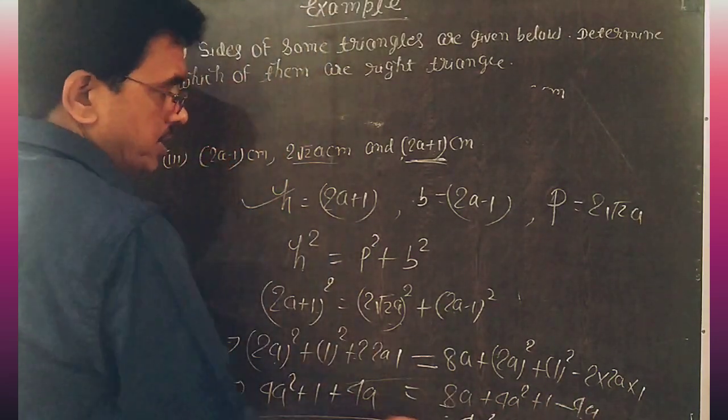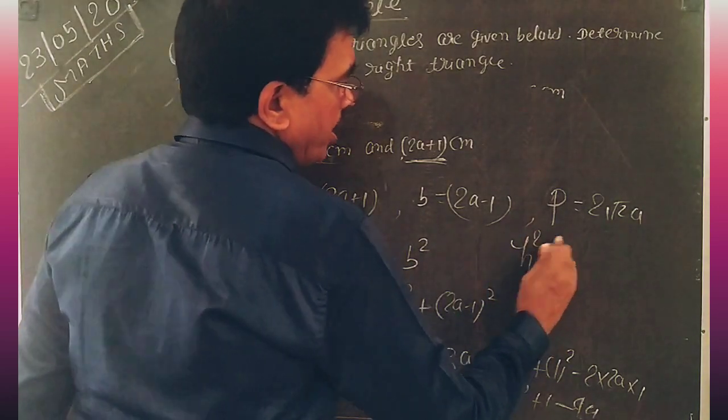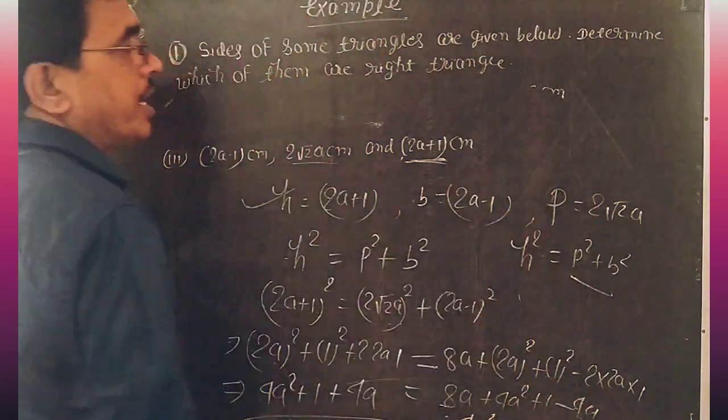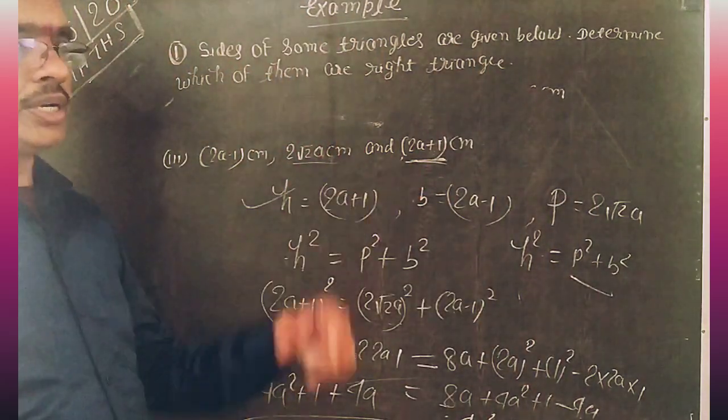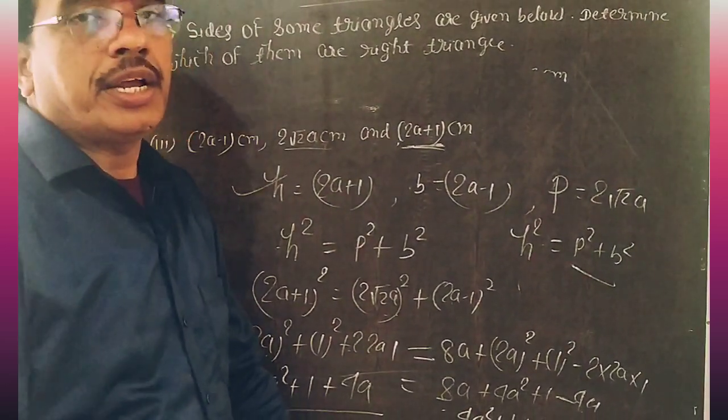So LHS is equal to RHS. Hence we can say that if h square is equal to p square plus b square, then it is clear the sides are of a right angle triangle. Hence you can say it is a right angle triangle.